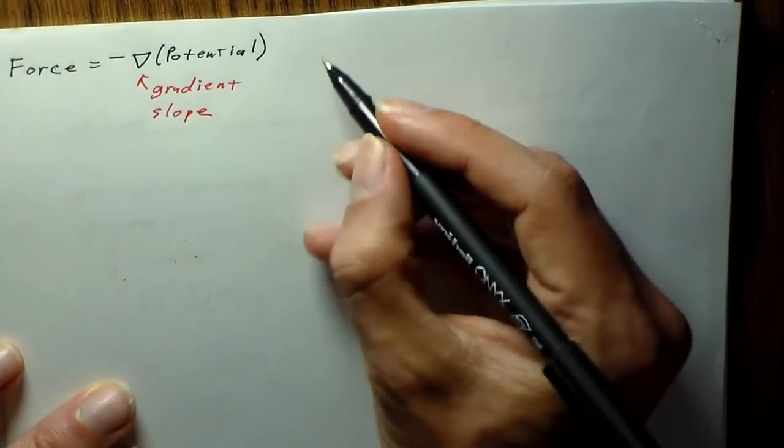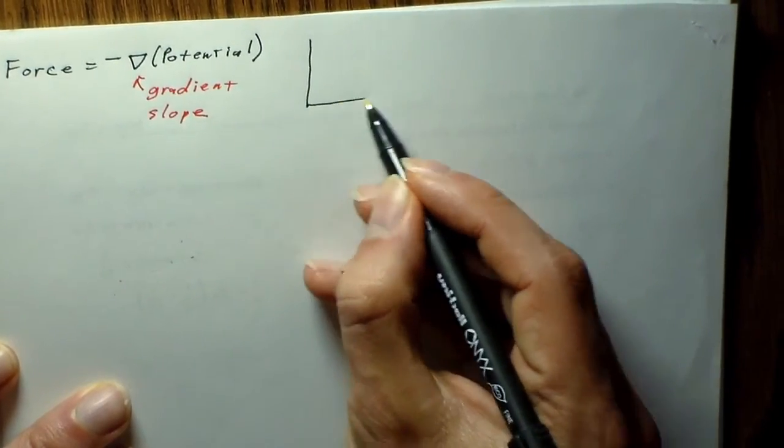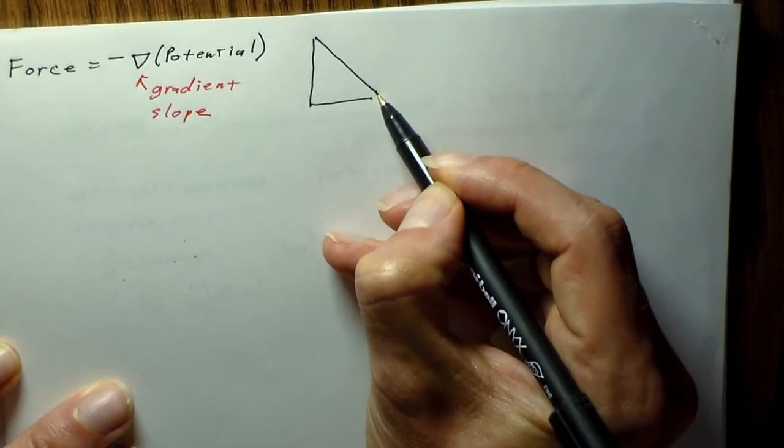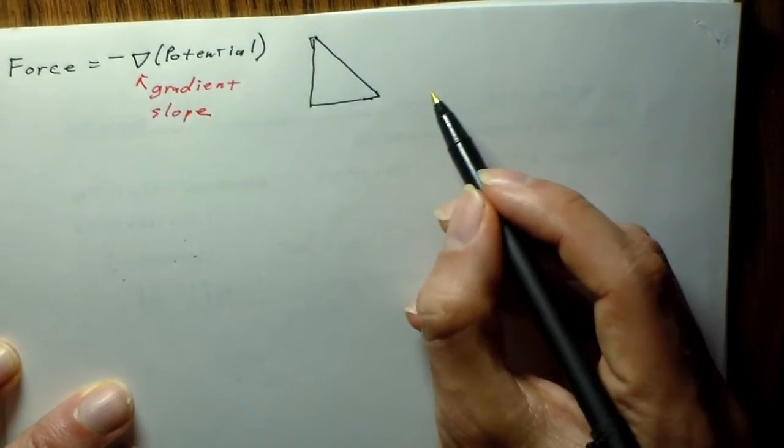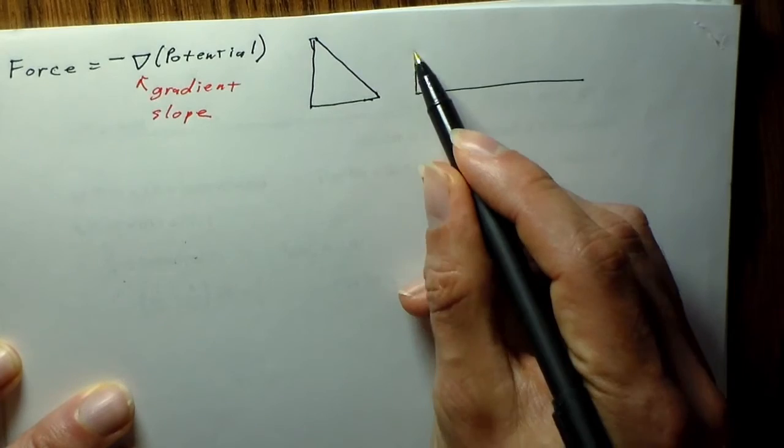So we can think about this. Let's say we have here 2 little slopes like this. Okay, so this one versus this one.